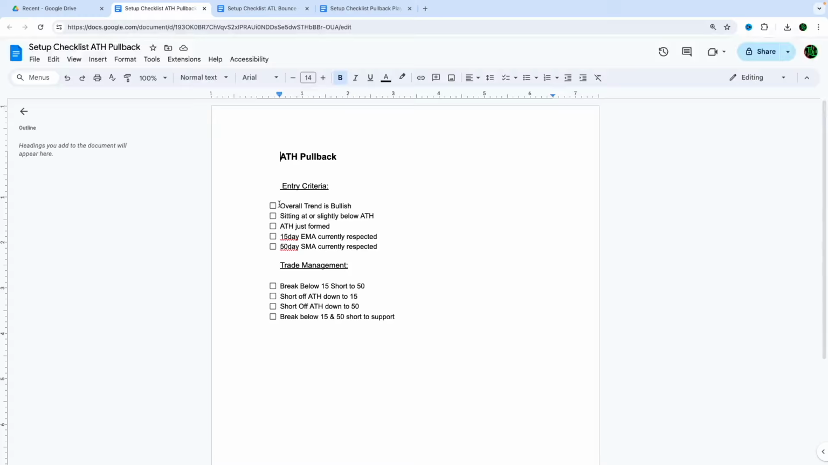Now, as far as the trade management, with this specific ATH pullback setup, we want to either play a break below the 15 and short to the 50, okay? So break below the 15-day EMA, short to the 50. We want to short off the all-time high down to the 15. We want to short off the all-time high down to the 50. Or we want to play a break below the 15 and 50 and short to support.